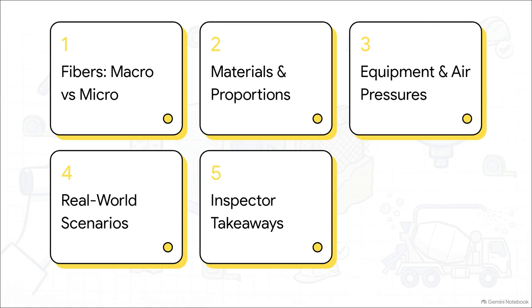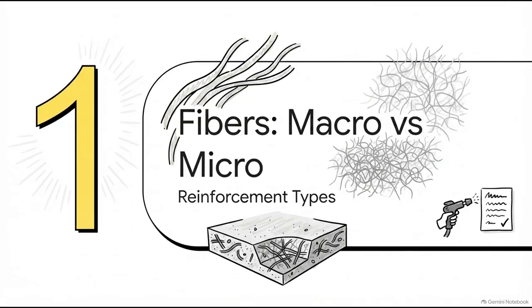We're covering 1. Fibers, 2. Materials and proportions, 3. Equipment and air pressures, 4. Real-world scenarios, and finishing up with 5. Inspector takeaways. Starting off with Section 1, Fibers, Macro versus Micro, and Understanding Reinforcement Types.